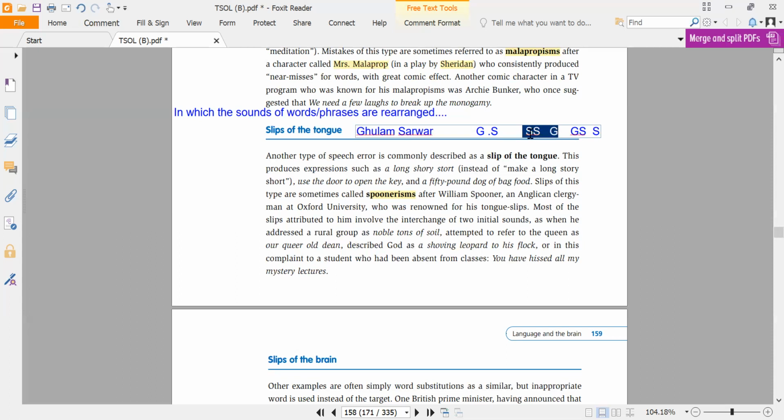So this is how we rearrange the sounds of words, and usually they have a very comic, very humorous effect, right? As you can see in this one, Salam Sarwara Ghulam alaikum, it has a very humorous effect, right?